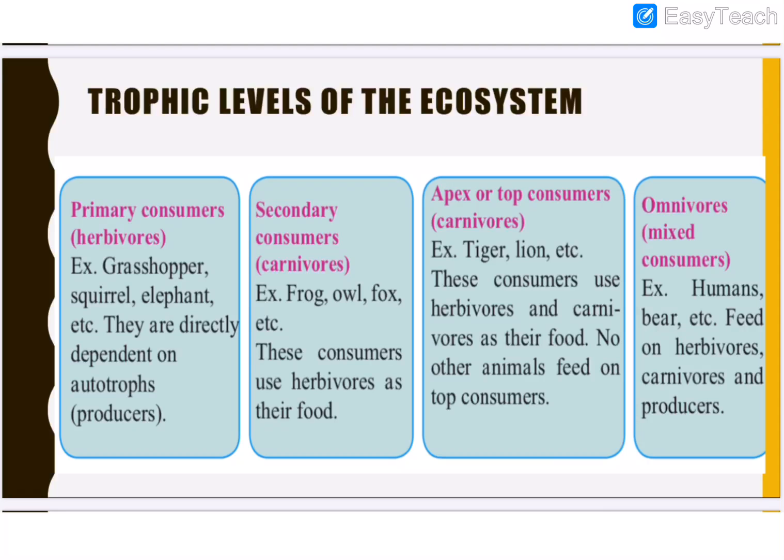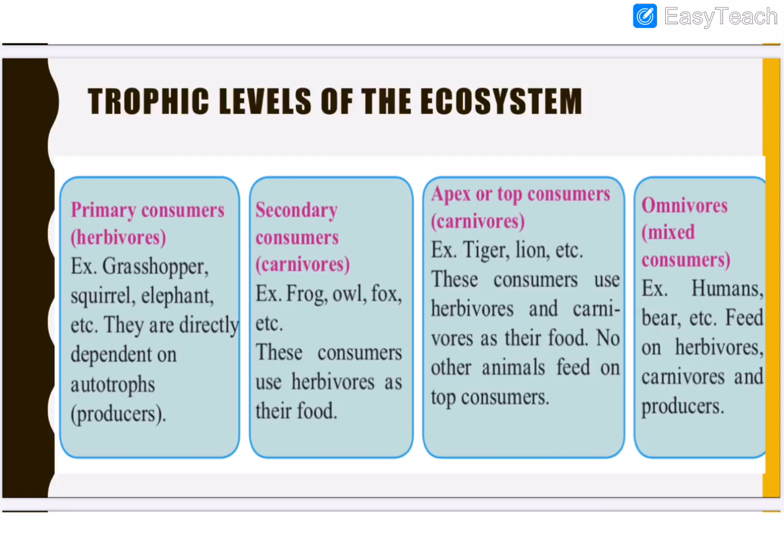The first level of the consumers are primary consumers or herbivores. Herbivores means they eat plants. So grasshopper, squirrel, elephant, etc. They all eat plants and they are directly dependent on autotrophs. Autotrophs means producers. So we know two components are there in the biotic factor of the ecosystem: producers and consumers. Producers produce food for themselves, and consumers depend on the producers for food.